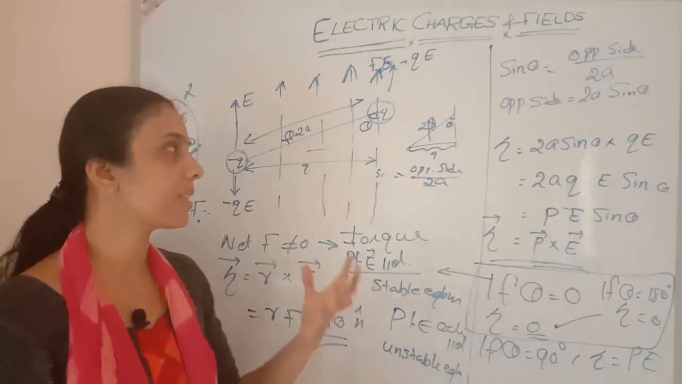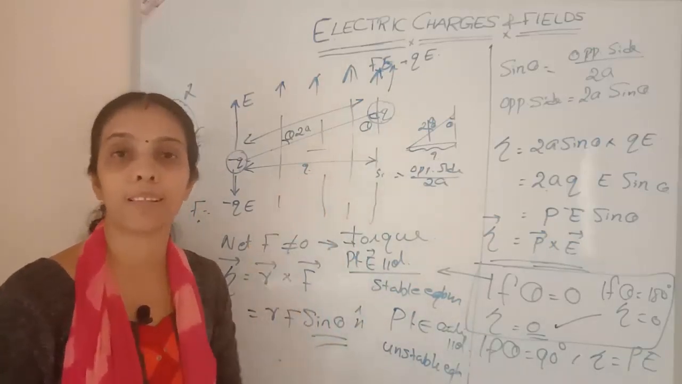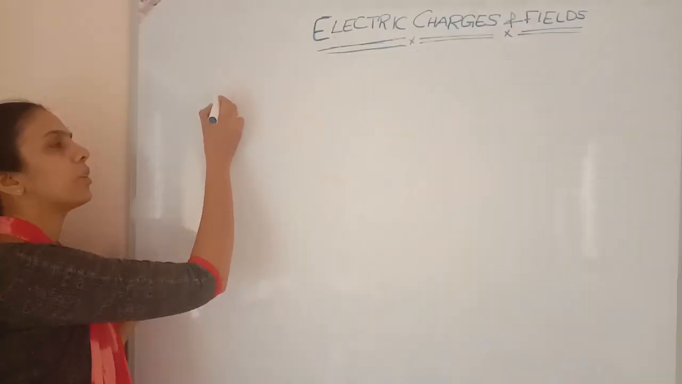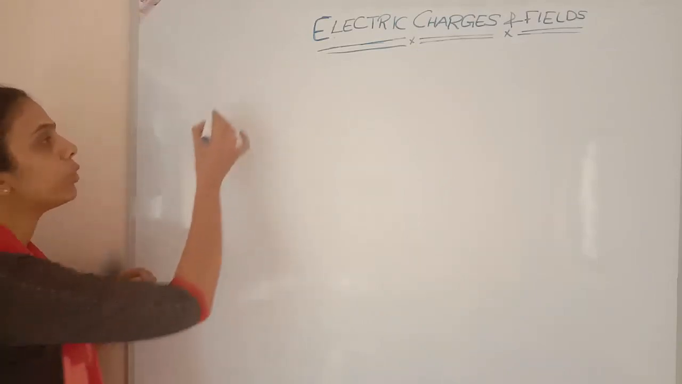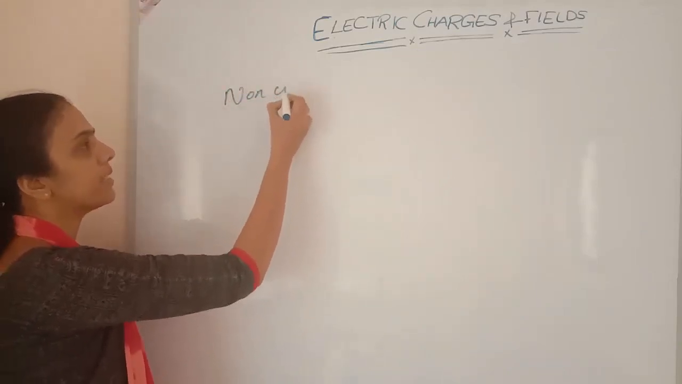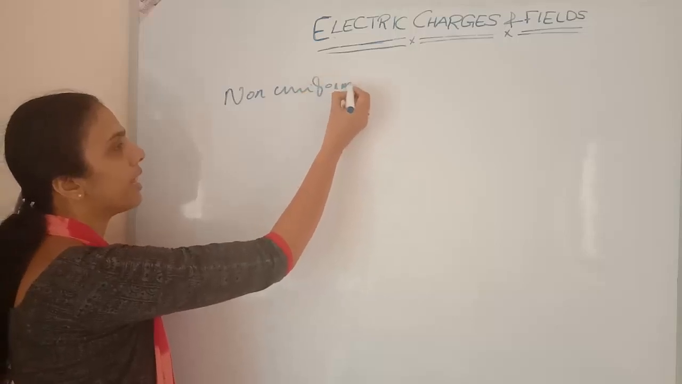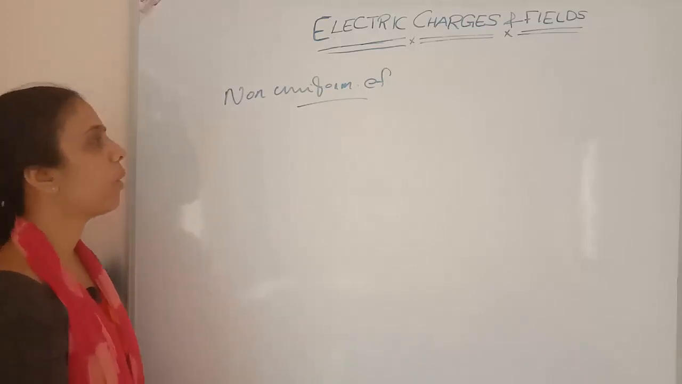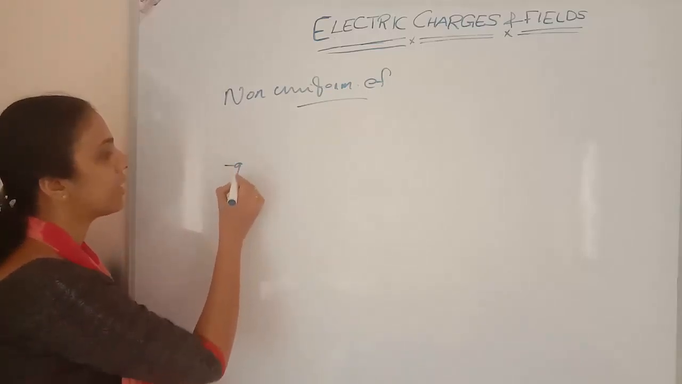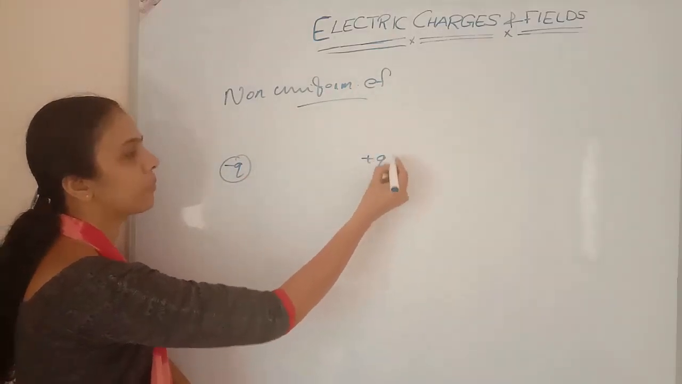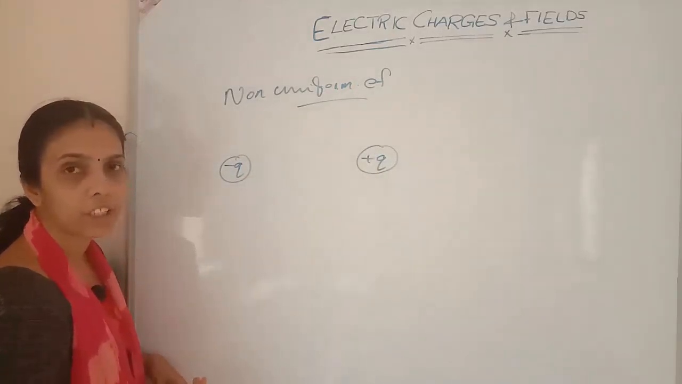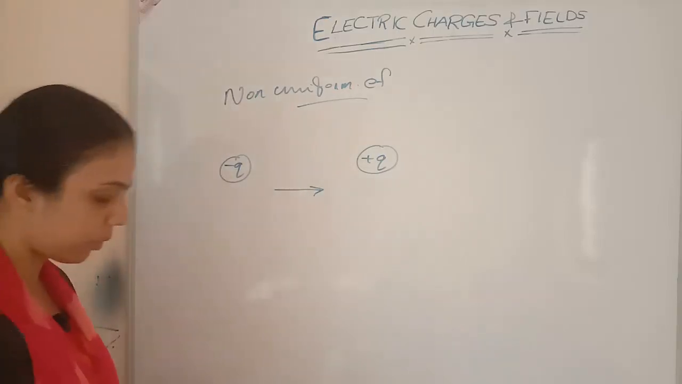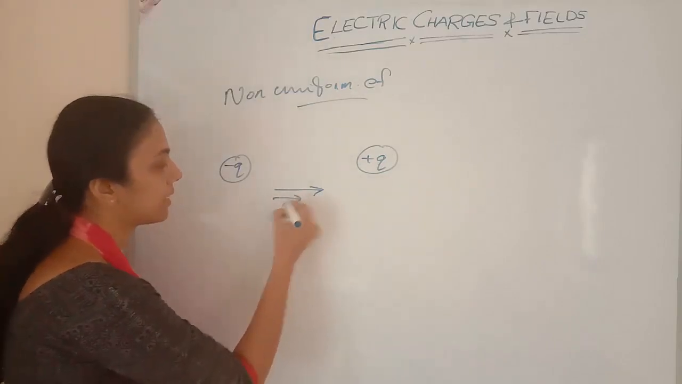Next we are going to discuss the case where the dipole is present in a non-uniform electric field. For that, this is minus Q and this is plus Q. In which direction will the dipole act? It will be from negative to positive charge. This is the direction of the dipole. So P is acting in this direction.